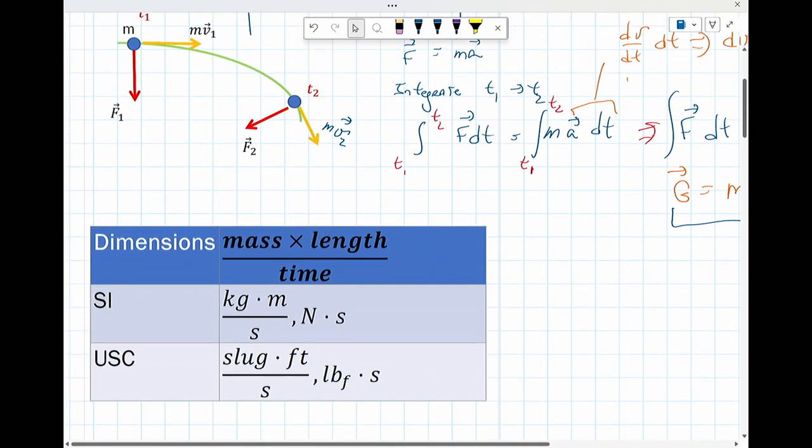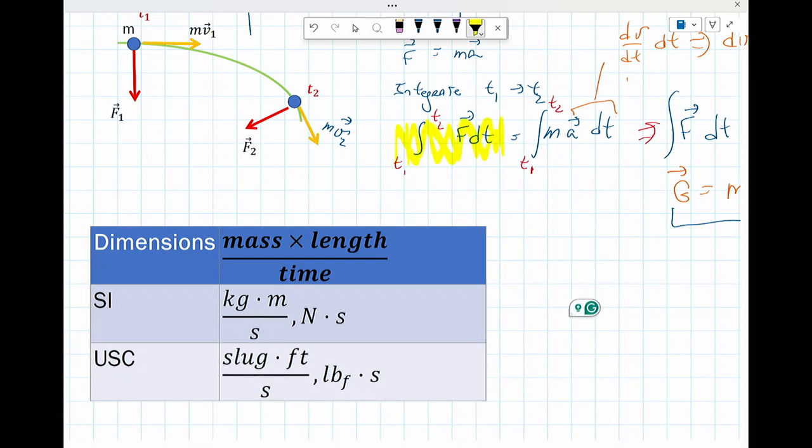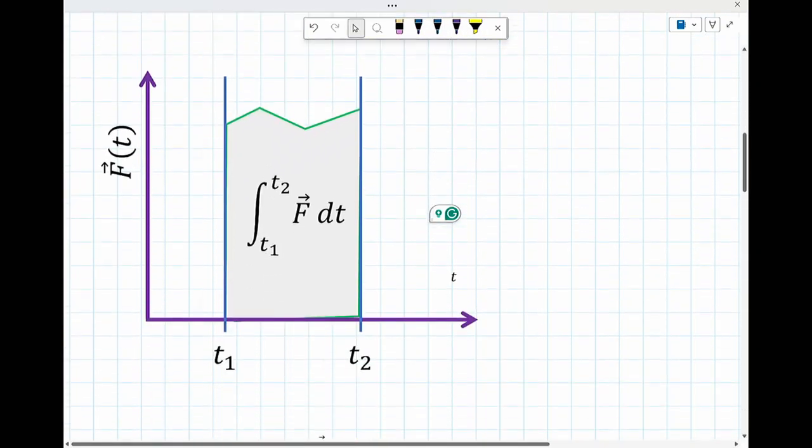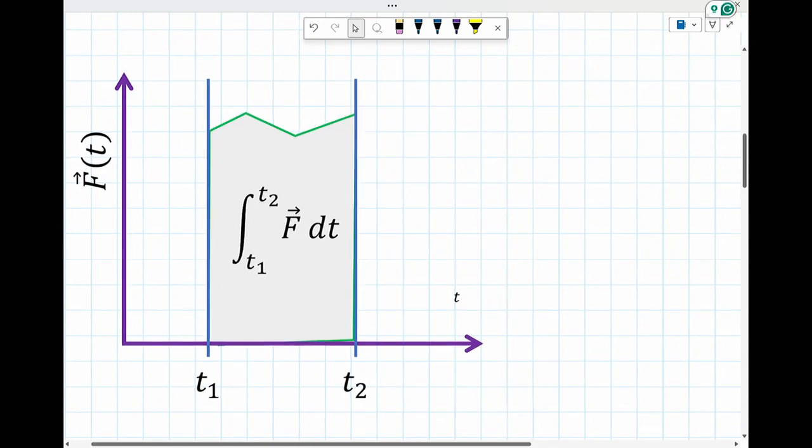But what about this term right here? That term is also kind of interesting, and you can see that it's important to how we're going to solve for problems in the future. And that's just going to be the linear impulse.